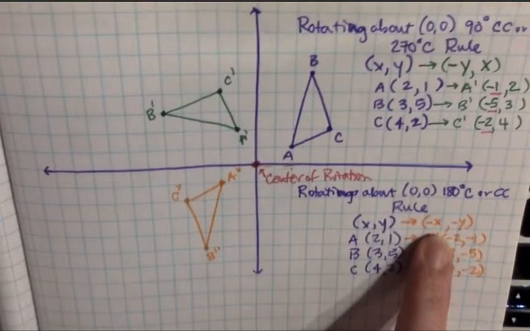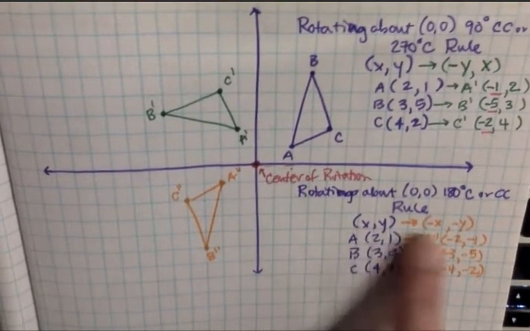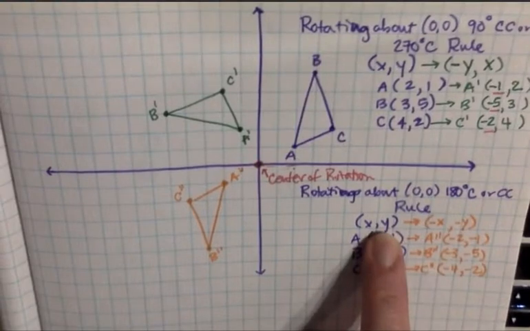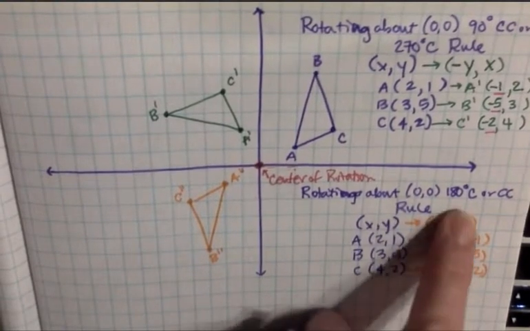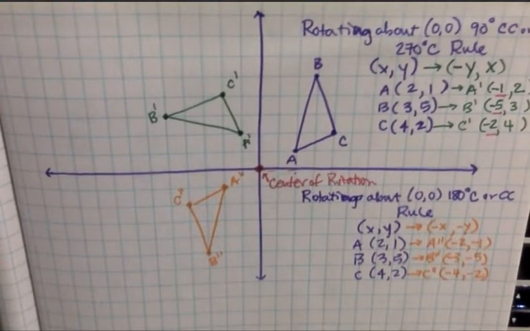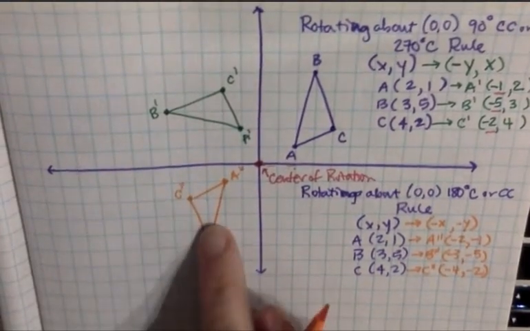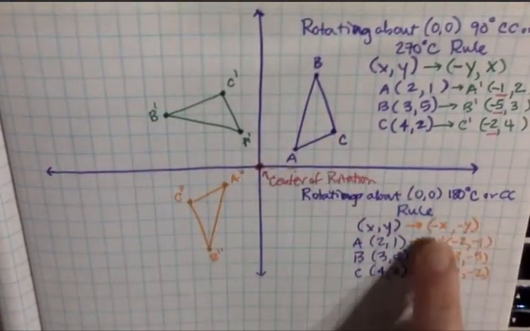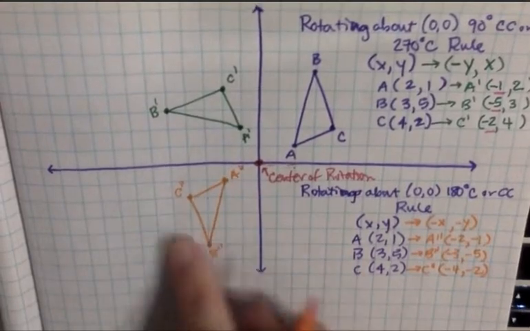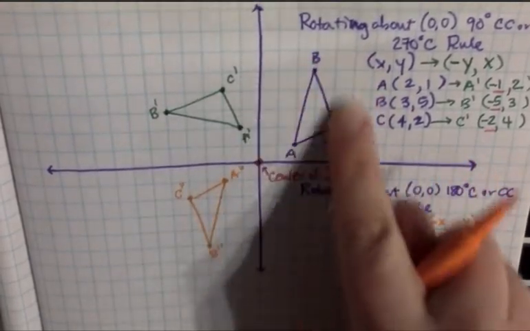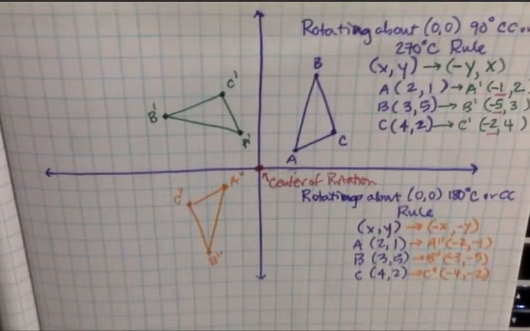So the x value became negative where it was positive. The y value became negative where it was positive. If these values were negative, they would both become positive with that rotation. So in other words, if we had a shape over here and we rotated it 180 degrees, we would see that those negative coordinate pairs would become positive coordinate pairs. Kind of neat.